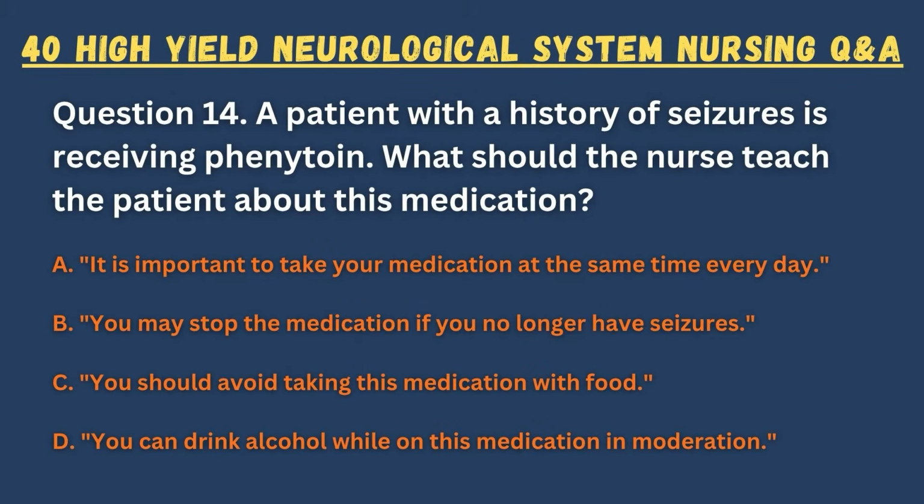Question 14. A patient with a history of seizures is receiving phenytoin. What should the nurse teach the patient about this medication? A. It is important to take your medication at the same time every day. B. You may stop the medication if you no longer have seizures. C. You should avoid taking this medication with food. D. You can drink alcohol while on this medication in moderation.